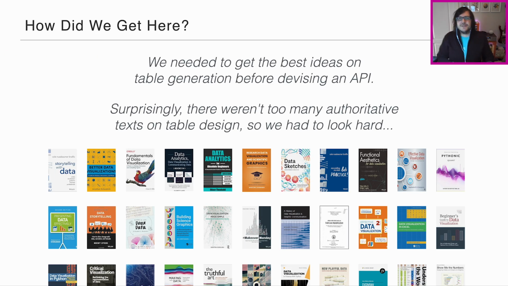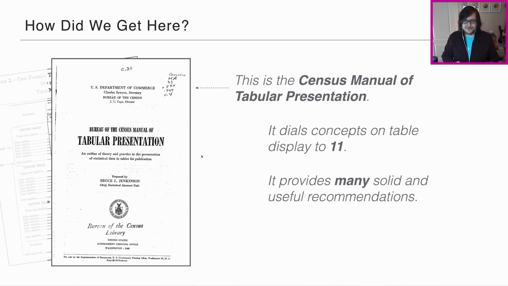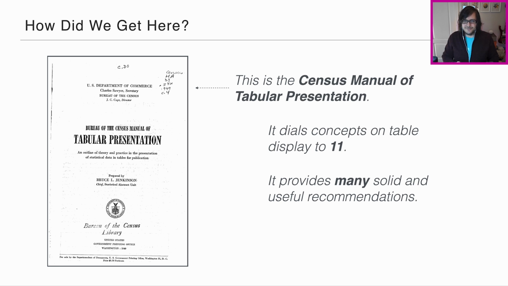Well, we had to generate an API, but before we create that API, we had to look at the state of the art in terms of what's done for tables. Surprisingly, and this is something that made me a little bit upset, there weren't too many texts at all for table design. So we had to look really, really hard. Lots of books here. These are great for everything else. But luckily we found one book, which was great.